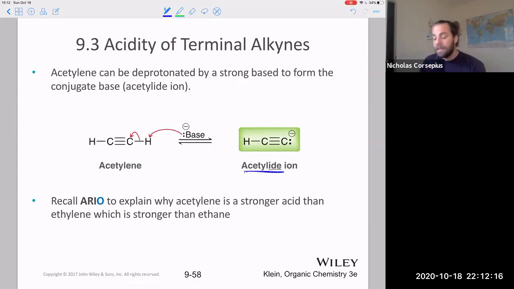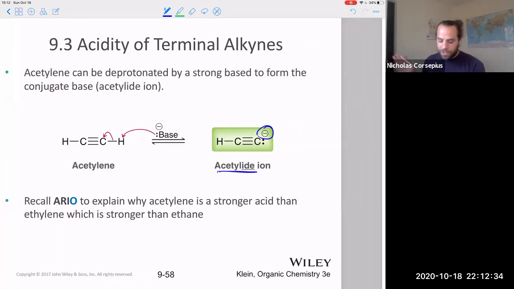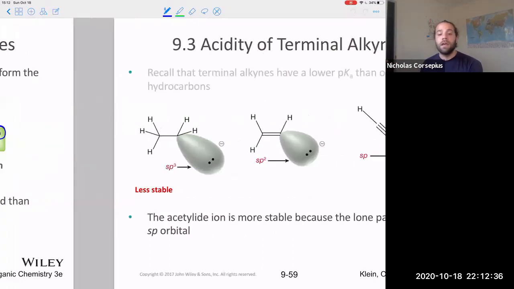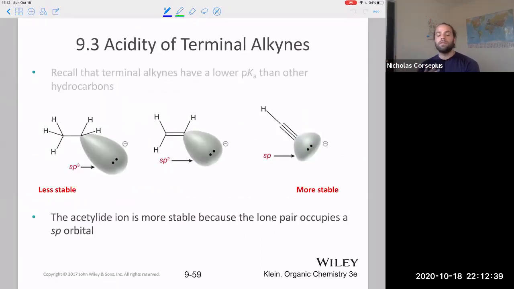So again, this is probably where that acetylene, acetylide terminology is going to come up more and more. Carbon-carbon triple bonds where that carbon has that negative charge, we can refer to that as an acetylide ion. And just to hammer home why that is, it has to do with the fact that once that hydrogen's removed, that lone pair of electrons will be living in an sp hybridized orbital as opposed to an sp3 or sp2 for an alkane or an alkene respectively.